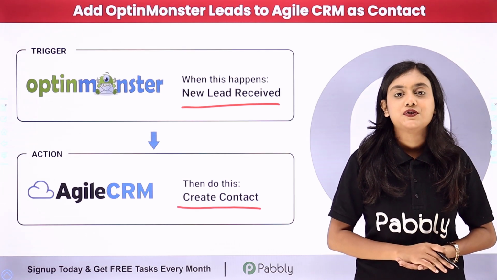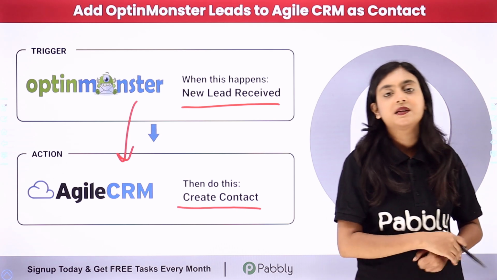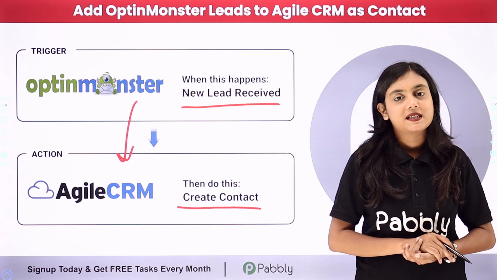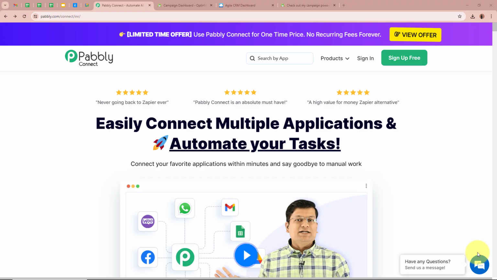For that, we're going to simply create an automation between OptinMonster and Agile CRM with the help of Pabbly Connect. So if you want to learn how to do this amazing automation, then let me take you all to my screen. In this video, we're going to learn how to add OptinMonster leads in Agile CRM as contact.